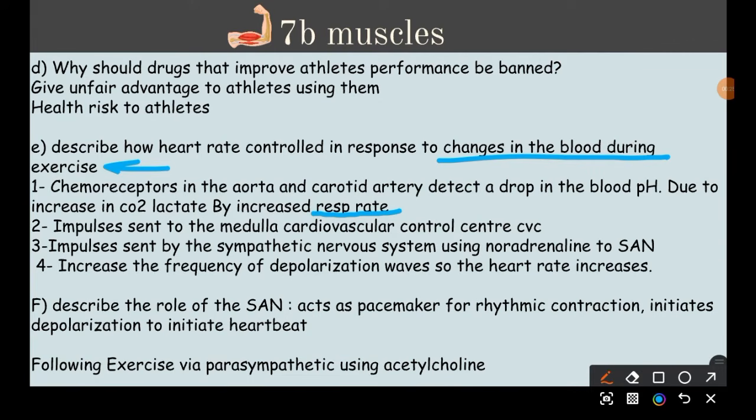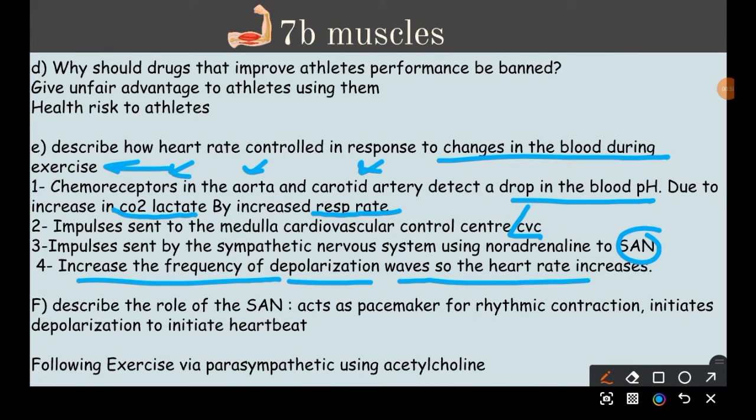Okay, so this increase in CO2 and lactate is detected by the chemoreceptors in the aorta and the carotid artery, which detect a drop in the blood pH. And then impulses are sent to the medulla in the brain, which has the cardiovascular center, or the CVC. And then impulses are sent by the sympathetic nervous system using noradrenaline to the SAN in the heart. And this increases the frequency of depolarization waves so that the heart rate increases, so that we can supply the muscles with more oxygen and we can again reverse the drop in pH of the blood.